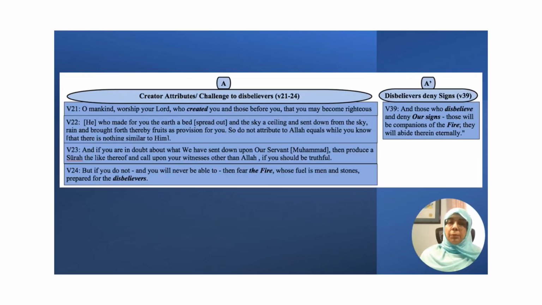We already talked about how verses 21 through 24 correspond in topic to verse 39. Now let's look at these verses in a bit more detail. Notice in verse 21, Allah speaks about His right to be worshipped because He is our creator. And this thought should help us develop the very important quality of taqwa, which is Allah fearing and Allah consciousness in everything we do. Then in verse 22, He reminds us of all of His creative signs in nature.